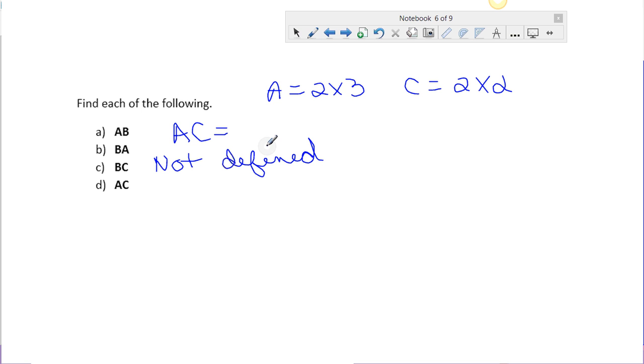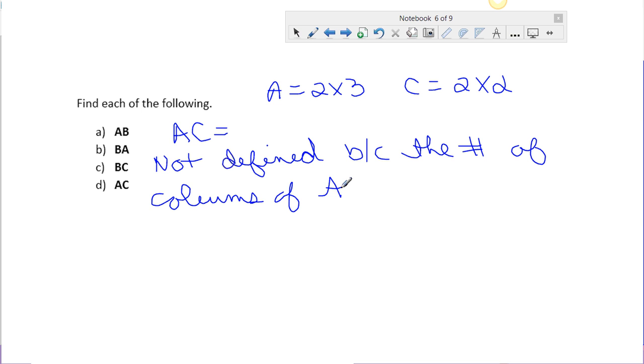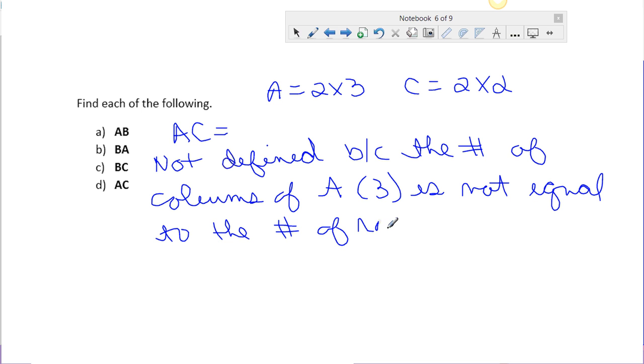Hopefully you can read my cursive, because the number of columns of A, which is 3, is not equal to the number of rows of C, which is 2. The number of columns for A has to be equal to the number of rows for C. And since they're not, this can't happen, which saves us some time.